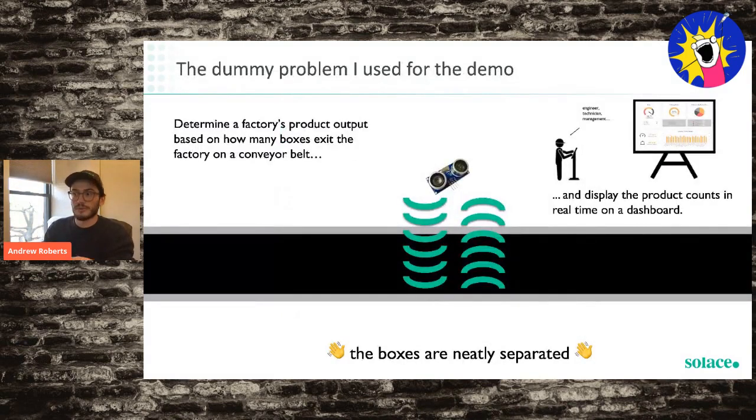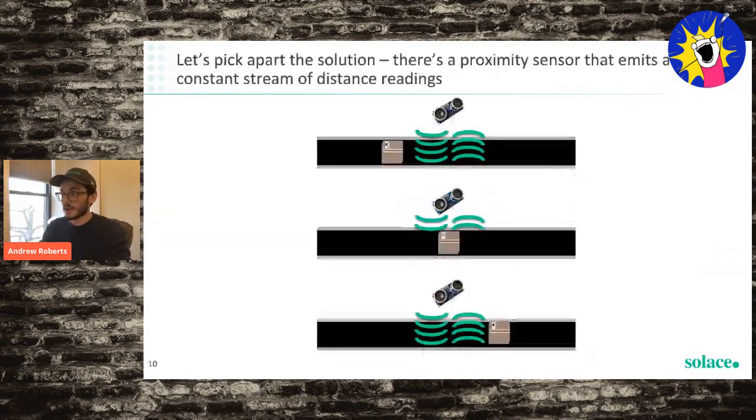So quickly, I'm going to go through the dummy use case or problem that I posed for myself to solve. And it looks something like this. So I said, let's determine a factory's product output based on how many boxes exit the factory on a single conveyor belt. And you see at the bottom, I'm waving my hands and the boxes are neatly separated. So I might look something like that, and then display the product counts in real time on a dashboard for your engineers, your technicians, management to act on, and potentially send signals, command and control signals back to those sensors.